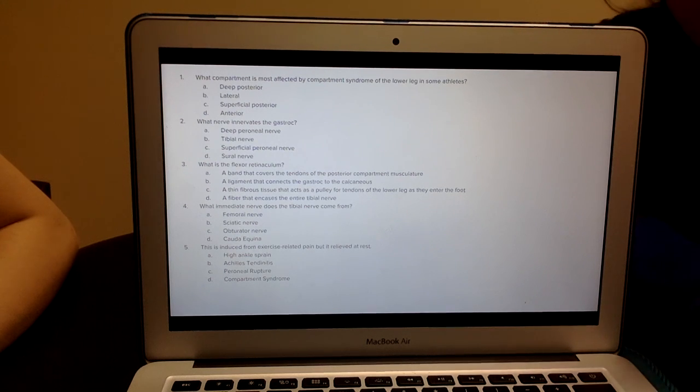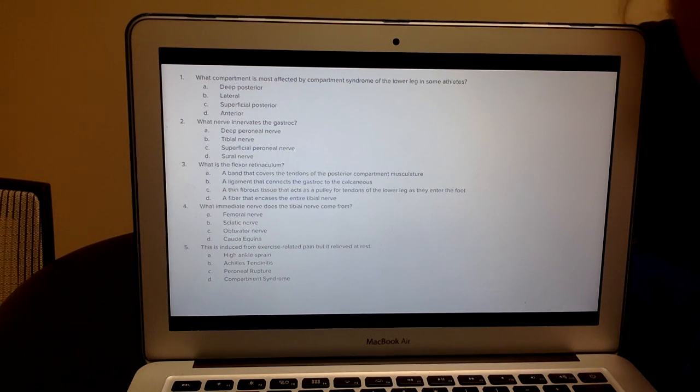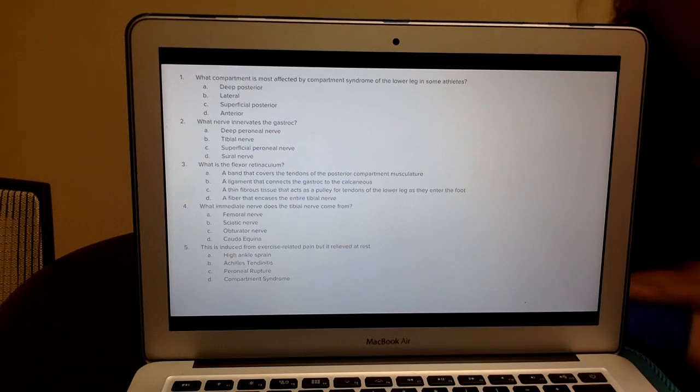Then you have, what immediate nerve does the tibial nerve come from? Is it A, femoral nerve, B, sciatic nerve, C, obturator nerve, or D, cauda equina? And the answer is B, sciatic nerve. The last question is, this is induced from an exercise-related pain, but it is relieved at rest. Is it A, high ankle sprain, B, Achilles tendonitis, C, peroneal rupture, or D, compartment syndrome? And the answer is D, compartment syndrome. And that's all we have.